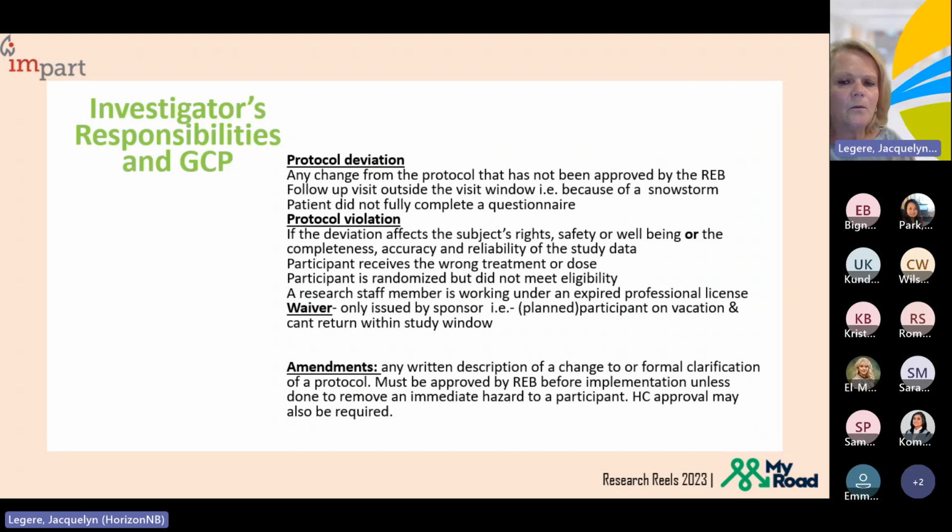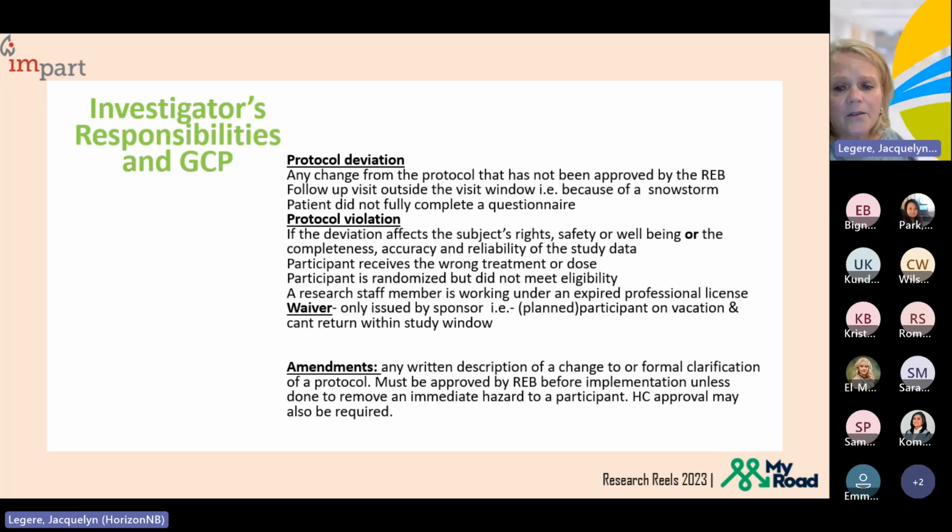A waiver is something we don't always see. So deviations and violations are not planned, right? They're things that just kind of happen. Waivers, you can get a waiver from the sponsor if you know that your participant is not going to be around, they're going to miss a study visit. You can let them know and they'll issue a waiver. And that just says that for this particular study patient, we're waiving the requirements for visit 7 to be done 7 to 10 days because the patient is not going to be available.